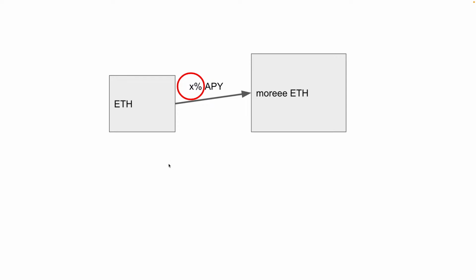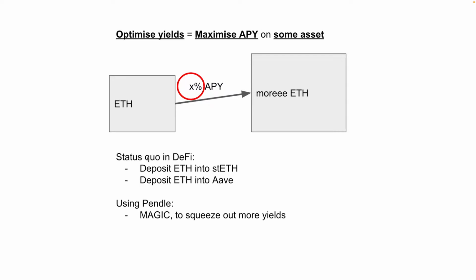It means that you are holding some asset, say ETH, and you want more of the asset. You want more ETH. You want to grow your ETH. You want to get a higher yield APY for your ETH. In short, you want to maximize APY on some assets. That's basically optimizing yield. And in DeFi, the status quo right now is for you to put your asset into some yield generating pools to earn yields over time.